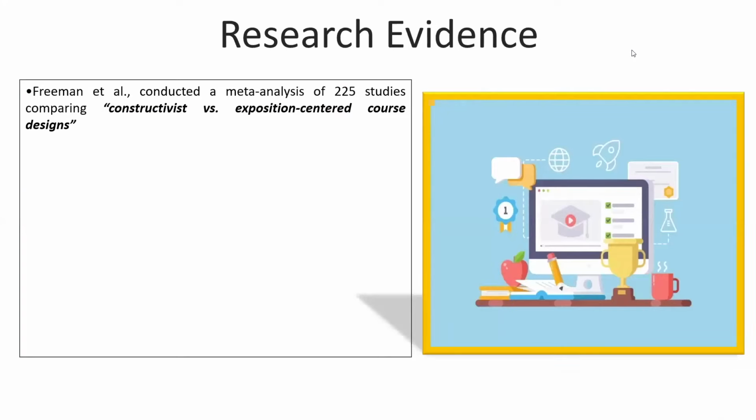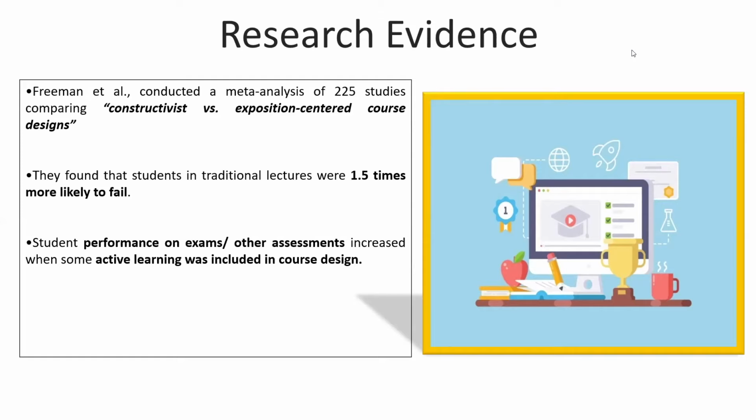The third piece of research evidence is a meta-analysis of 225 studies by Freeman et al. Freeman et al. compared failure rates and exam performance in constructivist versus exposition-centered courses. Constructivist courses are those where active learning strategies are used. And here, exposition-centered courses were those where more traditional methods of teaching and learning were used. The meta-analysis of 225 studies indicated that students in traditional lectures were 1.5 times more likely to fail than students in classrooms where a constructivist approach was taken. Moreover, student performance on exams and other assessments increased when some active learning strategies were included in the course design.